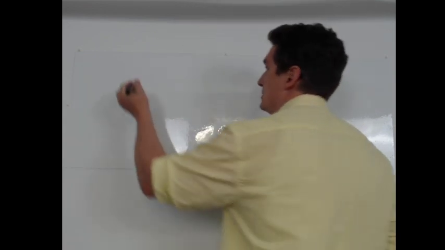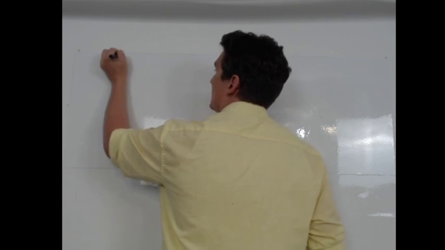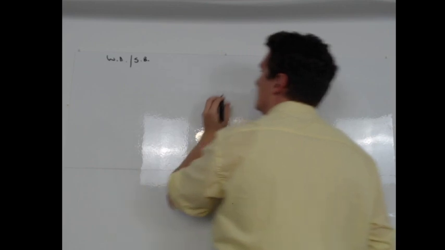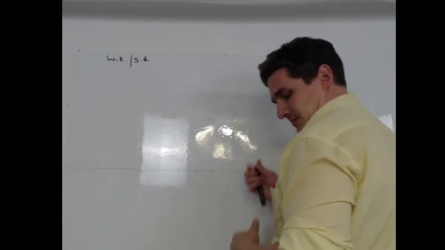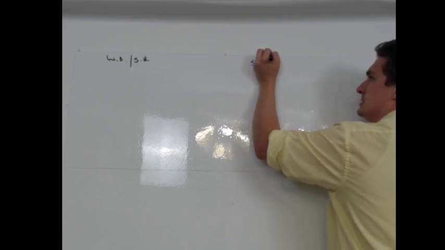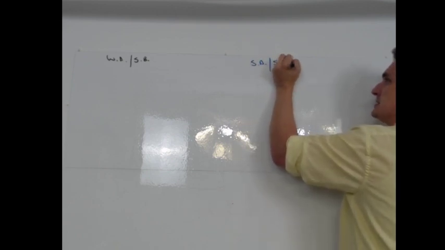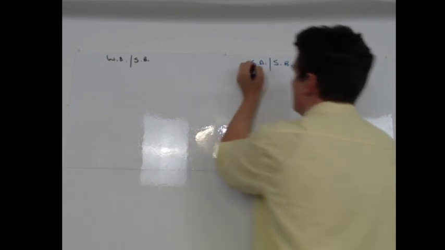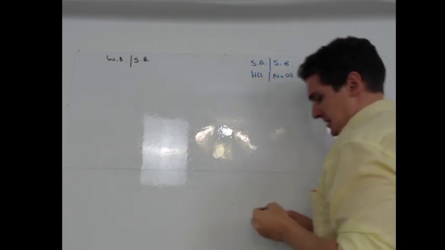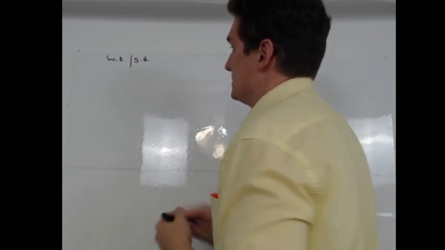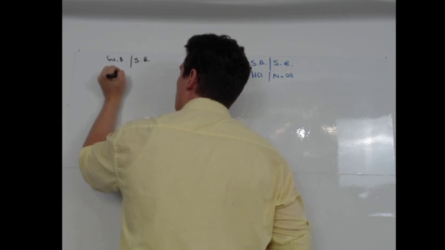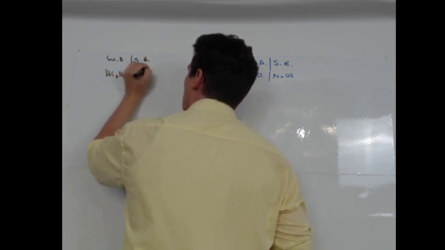So let's look at the two examples. Let's say we have a weak acid, WA, titrated against a strong base, SB, versus a strong acid, SA, titrated against a strong base, SB. So an example of this, HCl versus NaOH. Example of this, acetic acid, vinegar, HC2H3O2 against sodium hydroxide.